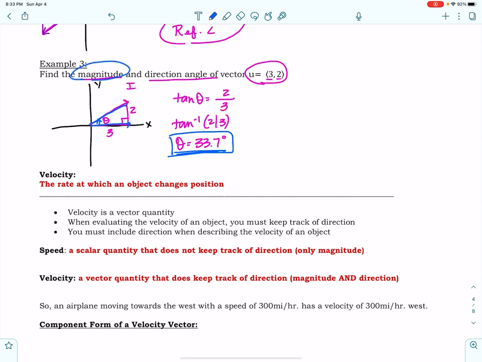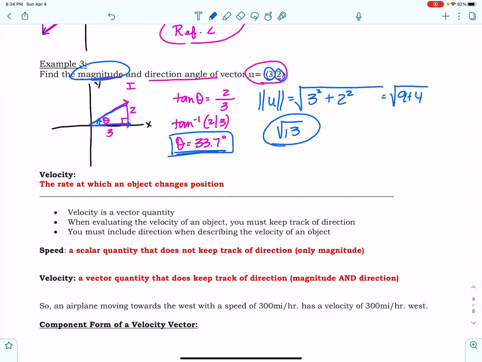All right, now I'm ready to find the magnitude. Remember, we find magnitude this way. It is the square root of, when you've got component form, you just take 3 squared plus 2 squared, and you end up with 9 plus 4. So your magnitude is the square root of 13. Easy peasy, lemon squeezy, as always.